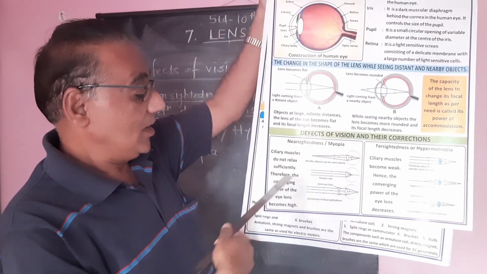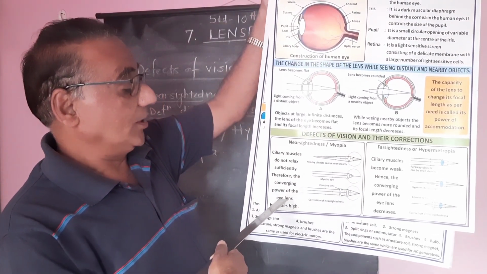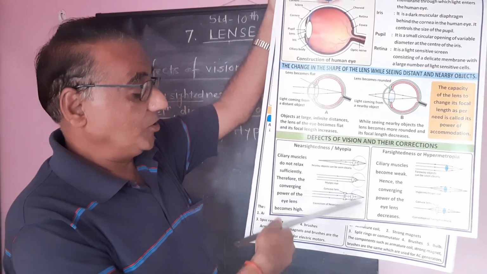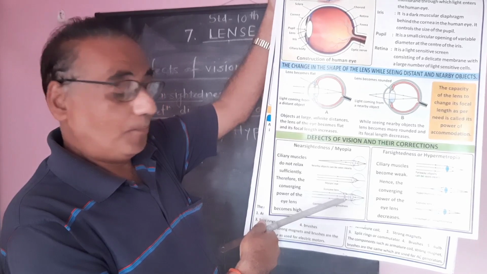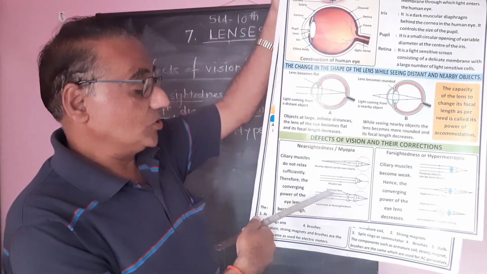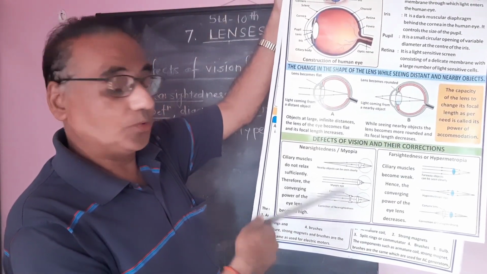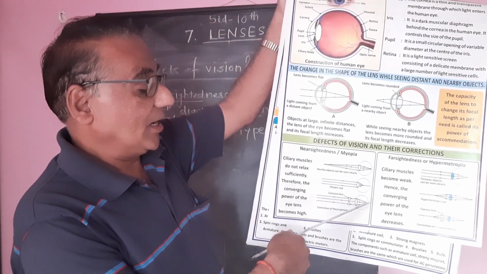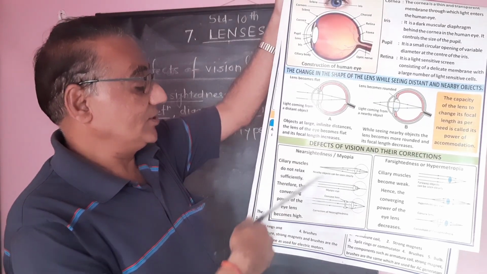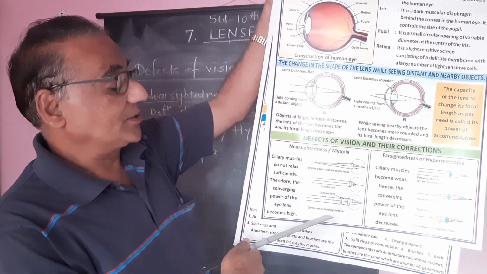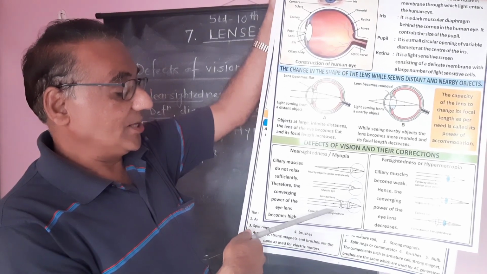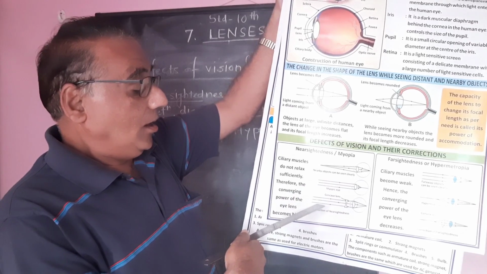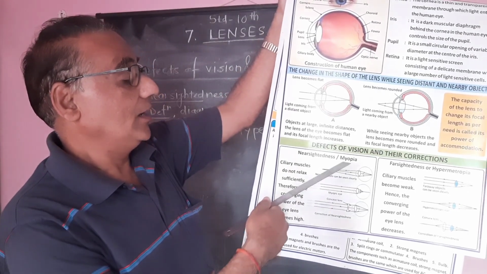Now this can be cured. Nearsightedness or myopia can be cured by using a lens of proper power, which is a concave lens with proper power, and due to that the image is again formed on the retina. This is the diagram of nearsightedness or myopia, and this is the remedy, using a proper lens.